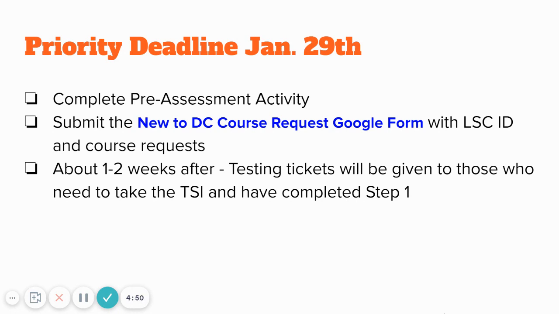The reason why we have such an early deadline of January 29th is that the majority of students, sophomores especially, are going to qualify for dual credit by taking the TSI. And in order to take the TSI, you have to follow a process. You have to get a testing ticket from Lone Star College, and that could take up to 2 weeks. So please, if you have any friends who are interested in dual credit, encourage them to join the course and start going through step 1 so that they can finish everything in time.